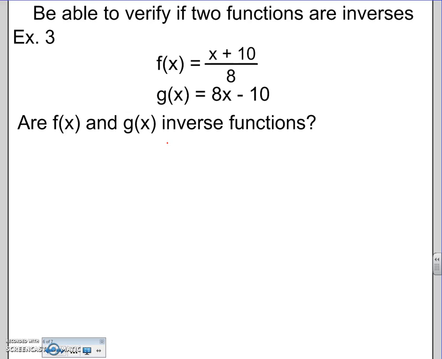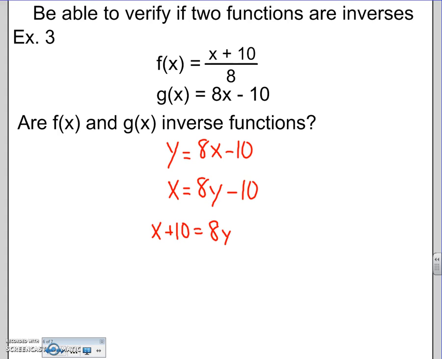I'm going to write it as y equals 8x minus 10. I'm going to switch x and y. Then I'm going to solve for y. So I've got to add 10 to both sides. I guess I should show the half steps for y'all. Remember, those don't combine. And then I've got to divide by 8 on both sides. So this is just x plus 10 all over 8 equals y. And is that what the other one is? Yes, it is: x plus 10 all over 8 equals that y, or the f of x. So yes, these are inverses.